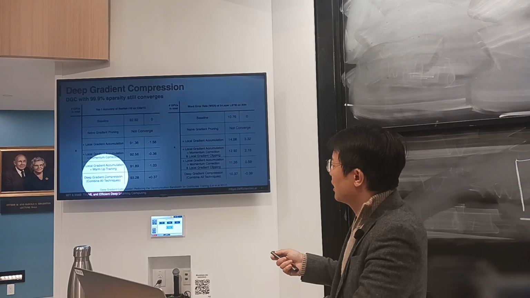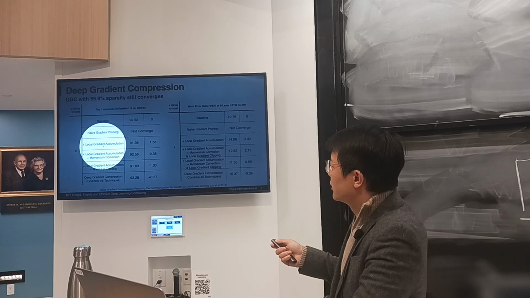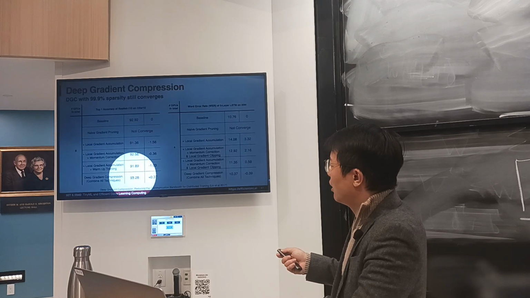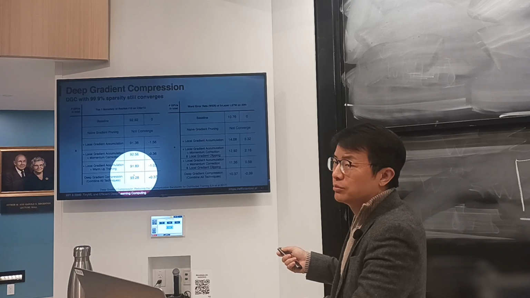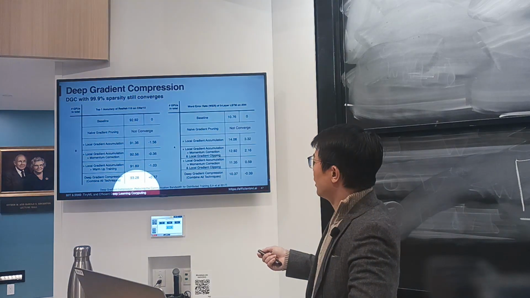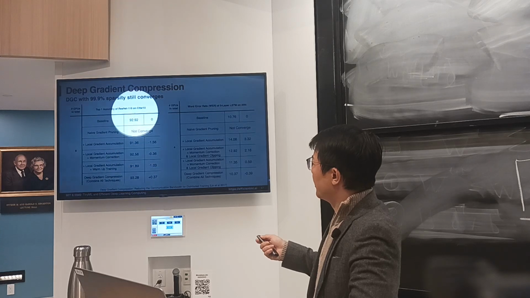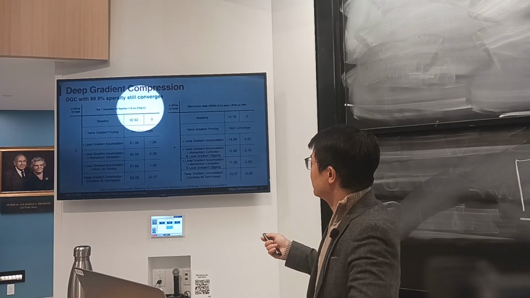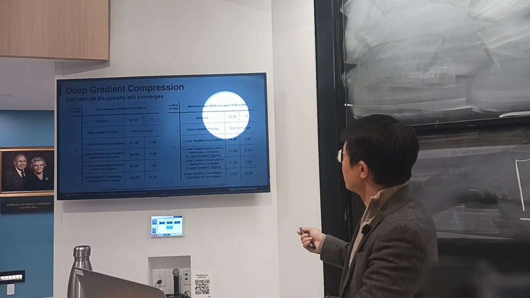What if we add them together, including local gradient accumulation, momentum correction, and warm-up training? Combining them all, it further increased to more than 93%. And now it's getting even better compared with the baseline. So this is vision, and this is language modeling.